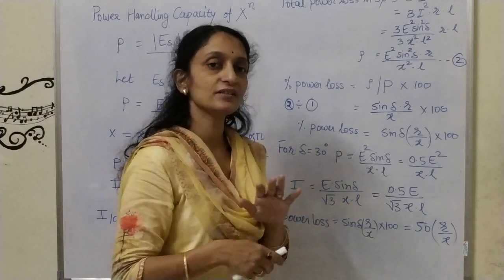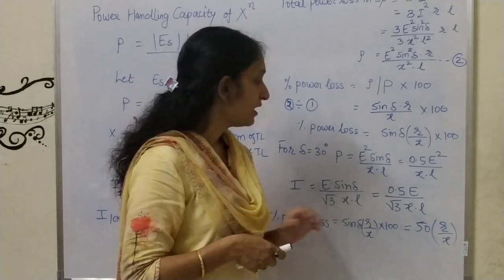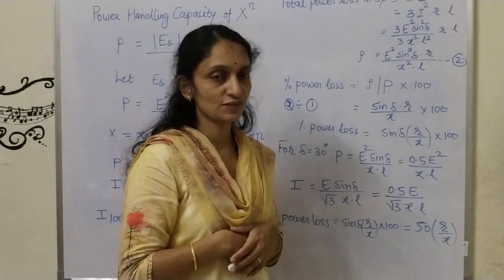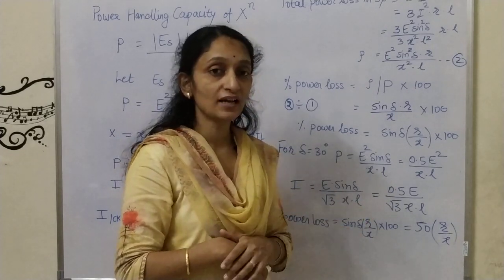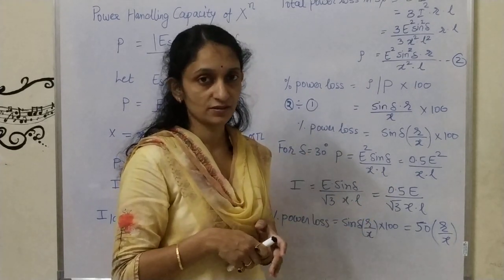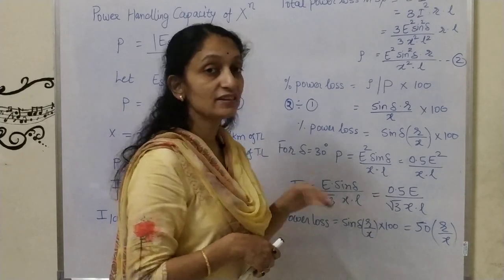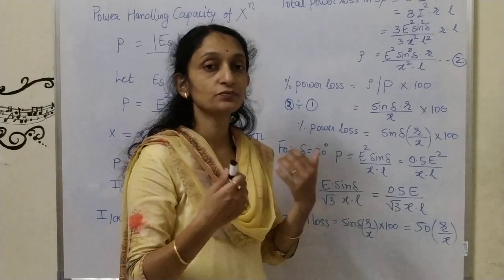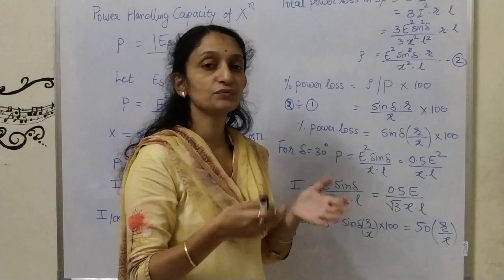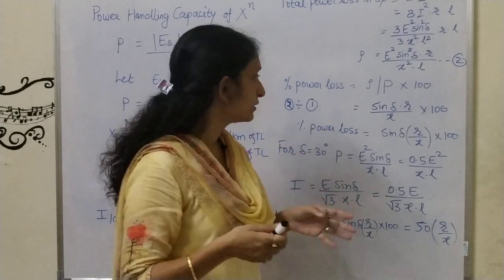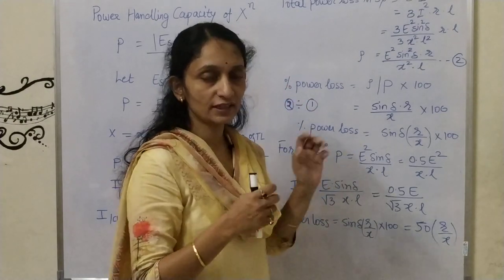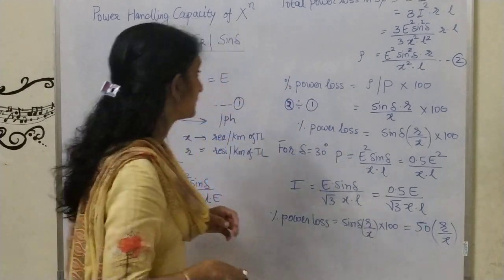What is R? R is the resistance of the transmission line and X is the reactance of the transmission line. So if the values are given, we can calculate different parameters for different lengths of the transmission line. For example, 400 kilometer, 750 kilometer, 1000 kilometer, 1250 kilometer. So with the help of this formula, we can calculate. Now start with the derivation.